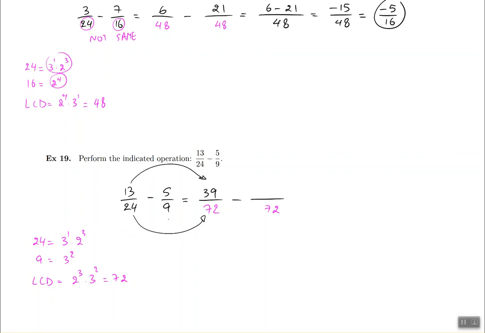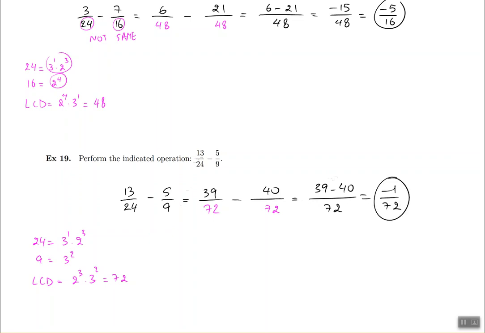And again, think about, how does the 9 become 72? What do you multiply the 9 by? Well, you multiply by 8. So we do the same thing with the numerator. 8 times 5 will be 40. At this point, the denominators are the same, so the denominators will match. So we get 72 on the denominator, and then 39 minus 40, which is a negative 1 over 72. And that's how the process ends.